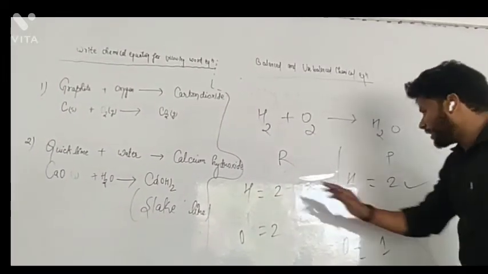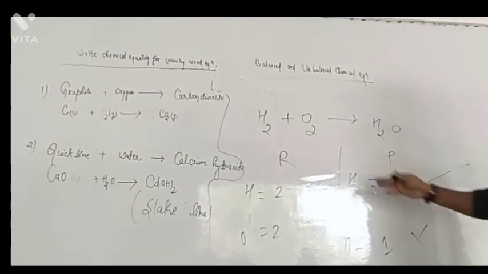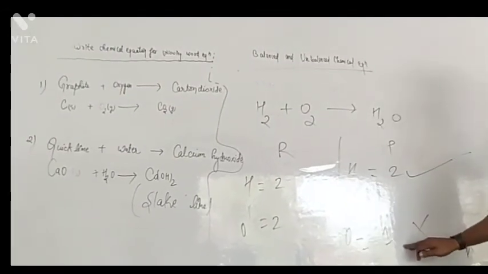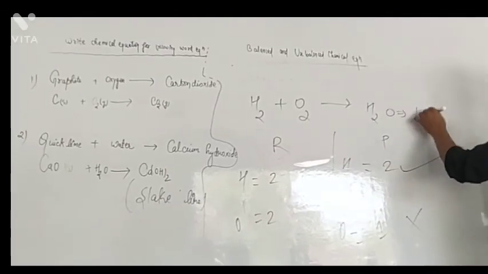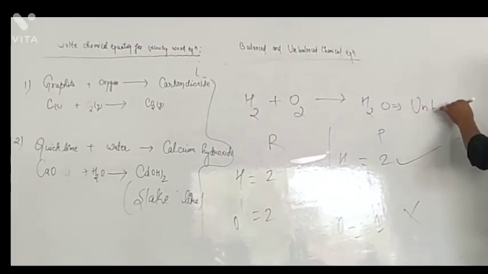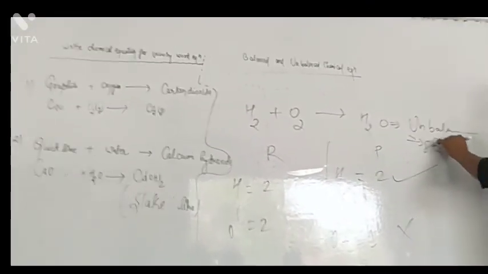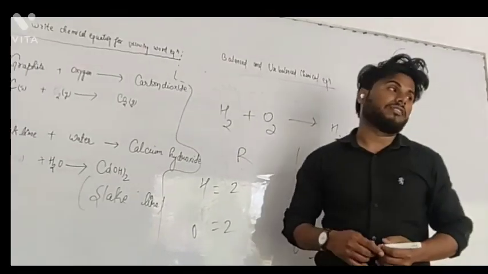Hydrogen is balanced because on the reactant side it is 2 and on the product side it is also 2. But in the case of oxygen there are 2 oxygen atoms against only 1 oxygen atom, so this is not balanced. So we can say that this equation is an unbalanced chemical equation, which is also known as a skeletal equation. Got it? This is all for today's class.